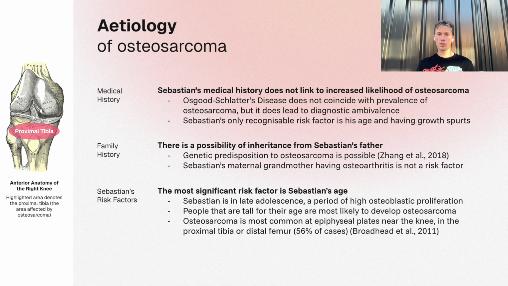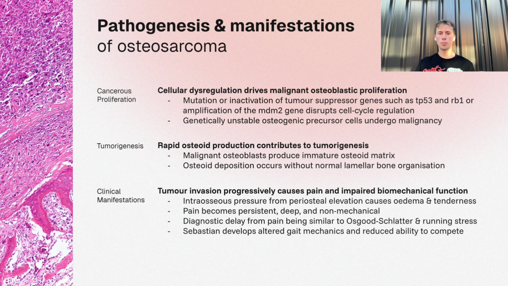Sebastian's prior diagnosis of Osgood-Schlatter disease does not have anything to do with the etiology of osteosarcoma, but the anatomical position and pre-existing pain that he experienced as a 12-year-old contributed to delayed recognition of symptoms. His history as an endurance runner also has no link to his osteosarcoma risk, but did contribute to a diagnostic delay. Osteosarcoma is a malignant mesenchymal neoplasm characterized by production of an immature osteoid matrix by malignant osteoblastic cells.